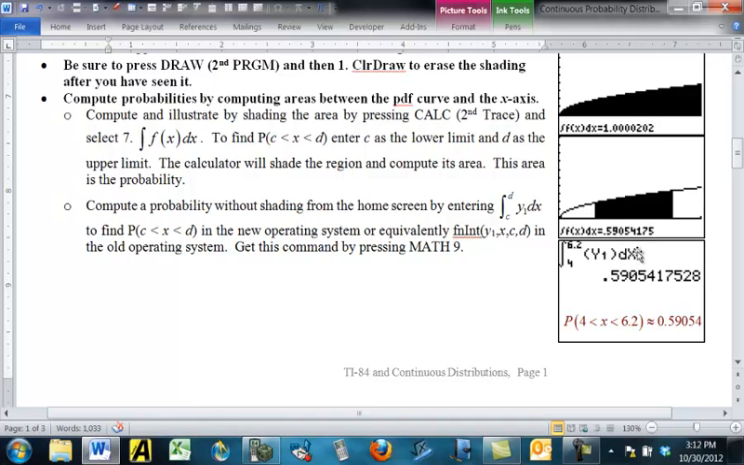You still got to put in Y1. You still got to put in the X. You put in the 4 and the 6.2. It's just you don't put them in where they go in this version. You put them in this order here: the Y1 first, then the X, then the lower bound, the 4, and then the 6.2. So it looks like FNINT of Y1, comma, X, comma, 4, comma, 6.2. And then the output would be the same.